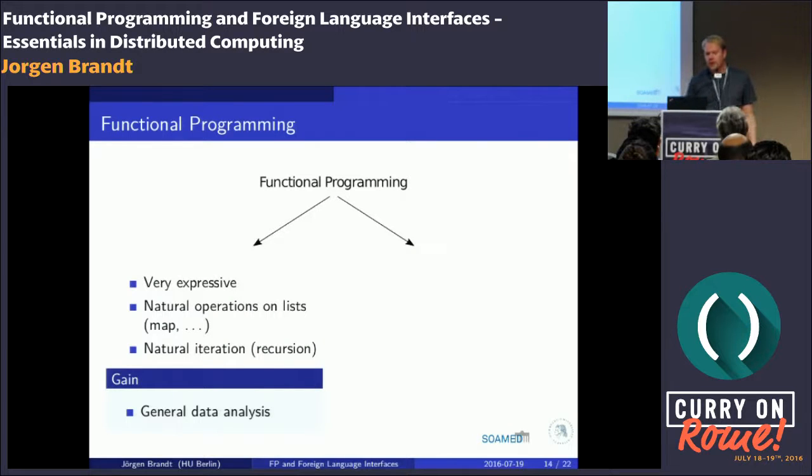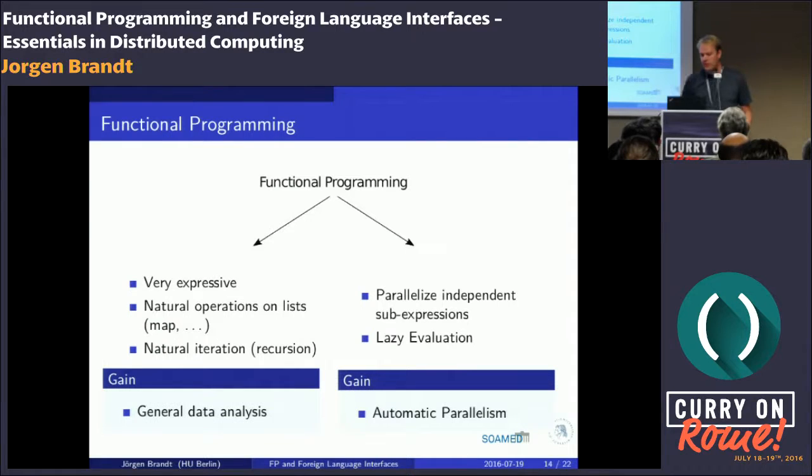we might need. And also, what is very natural in functional programming languages is the data type of lists and operations on lists. And you have the possibility to use recursion to express iterative programs, even if you don't have any syntactic sugar on them. You can always use recursion, right? So what functional programming gives us is a very general way to express data analysis.